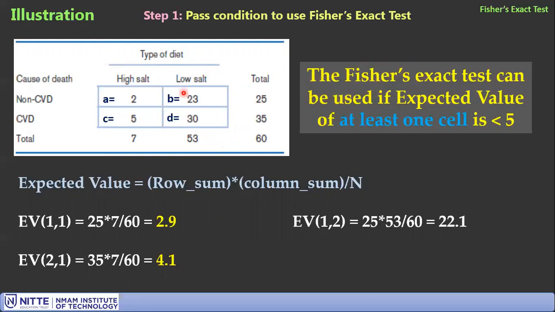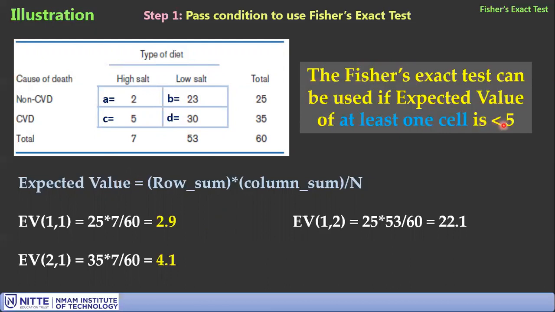How do we prove it? There are four cells. Out of the four cells, at least one cell is having an expected value, not the actual value. Please note it, not the observed value, it is the expected value. At least one of the cells is less than 5.